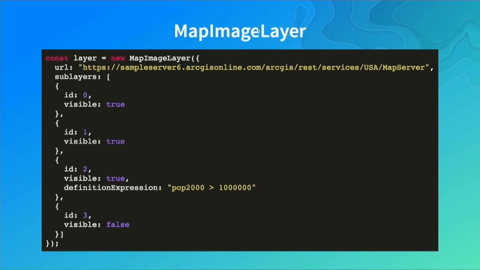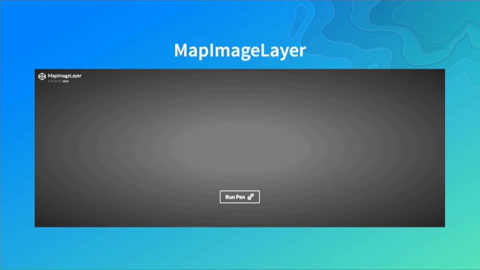We simplified that down to these sublayers, which just look like layers. And you can now control visibility for them. You can control the definition expressions, so you can filter the data that comes back with that image. And you can also apply renderers to them, which I think I'm doing in this sample here.